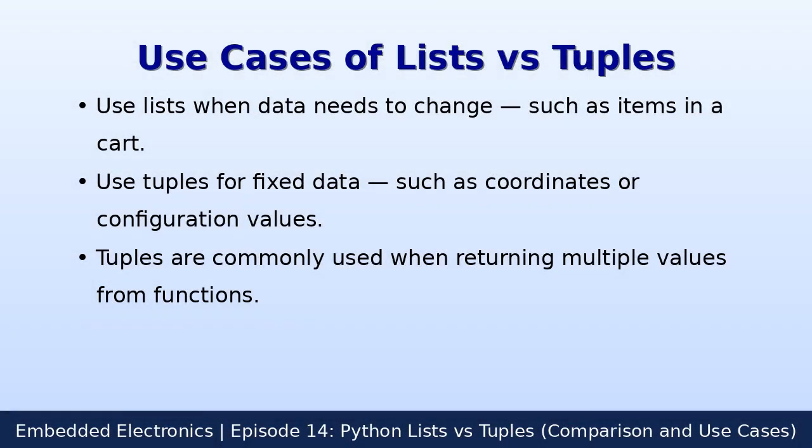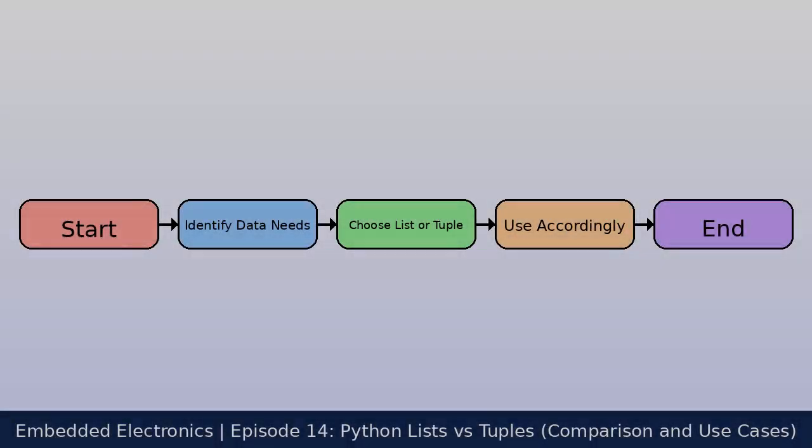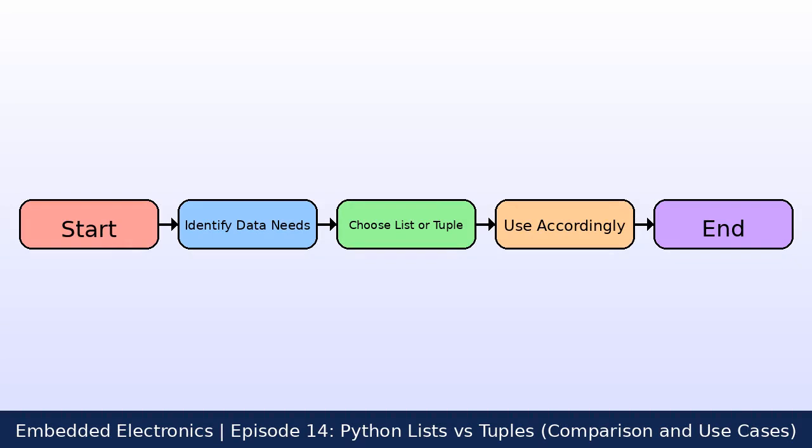Use lists for data that changes and tuples for fixed structured data. Tuples are also useful for returning multiple values. This diagram shows the simple decision-making flow to choose between a list or a tuple depending on your data needs.